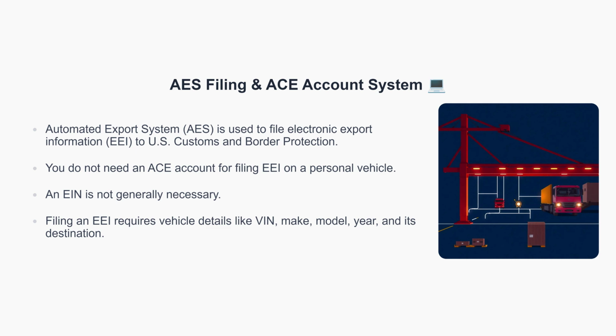The Automated Export System, or AES, is what you'll use to file electronic export information, known as EEI, to the U.S. Customs and Border Protection. While individuals managing their own exports do not require an ACE account for EEI filing, it's typical to have all necessary information about your vehicle, such as VIN number, make, model, year, and its intended destination. Generally, an Employer Identification Number, EIN, is not necessary for such personal vehicle exports.